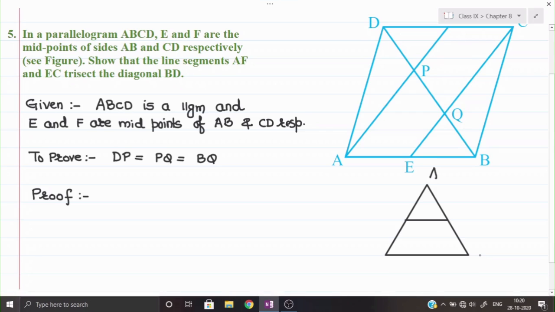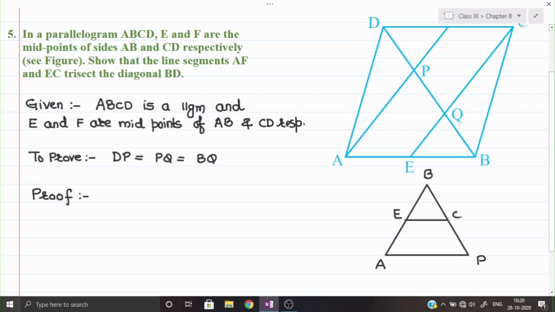Wait. I am giving the names in a wrong manner. This can be given A, this can be given B, and this can be given as P. Yes. Now see, it is in a proper manner. And this point I am giving the name as E.